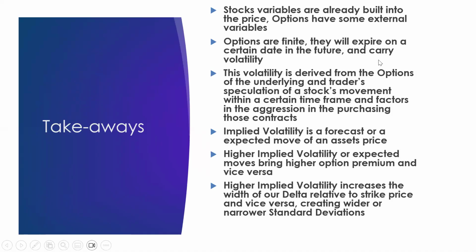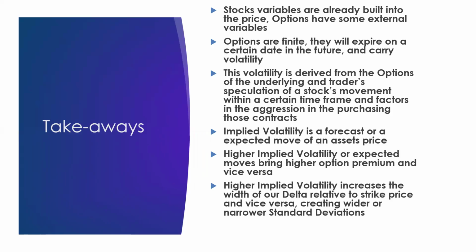So also, options are finite. They will expire on a certain date in the future and carry the volatility. Volatility is derived from the underlying and trader speculation of a stock's movement within a certain time frame, and factors in the aggression of the purchasing of those contracts. Implied volatility is a forecast or an expected move of an asset's price. Higher volatility is going to bring bigger moves. Lower volatility is going to bring you lower moves. And higher implied volatility increases the width of our delta overall relative to the strike price and vice versa, creating a wider or narrower standard deviation.